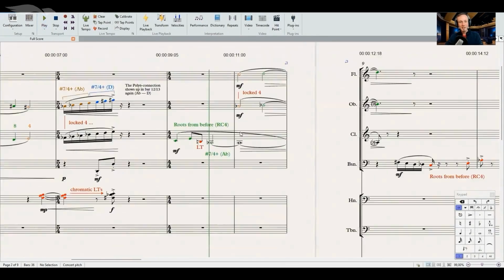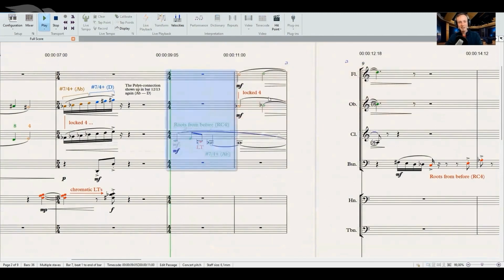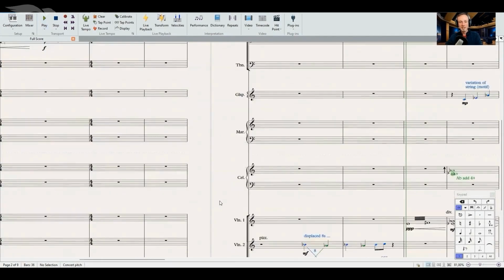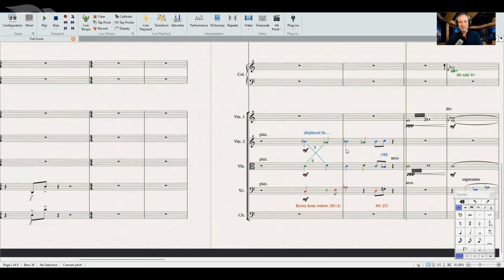Yeah. From here, we come back to our root tones, the root cycle 4. So that is here happening on the clarinet, and we bring in the 4 interval on the other guys. Let's listen to this. Again, our filling material down there. Here you can see it.